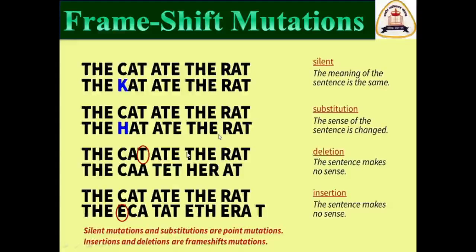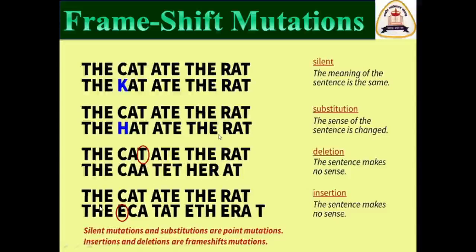Here, "the cat ate the rat" becomes "the caa tat her at", which means this T has been deleted. So what will be the result? The change starts from here: CA is the same, T is deleted, then this A comes into this base triplet, then the next T, and the next word, and the resultant sentence makes no sense. "The ca tat or rat", what does it mean? It means the reading from the change onward has been changed.